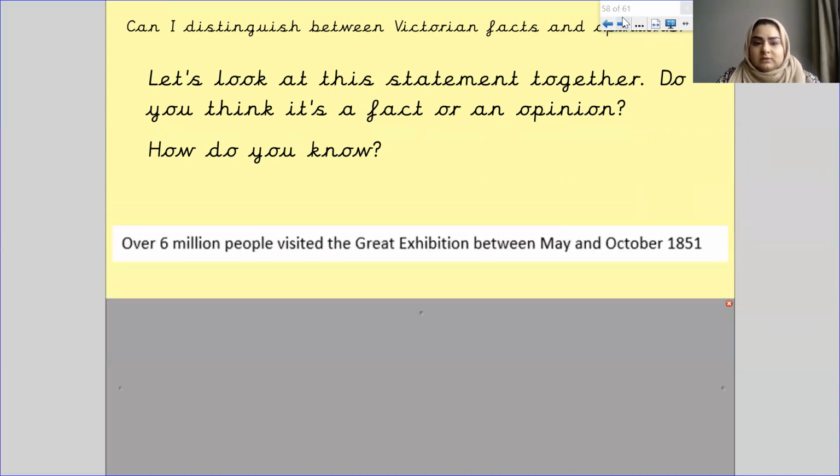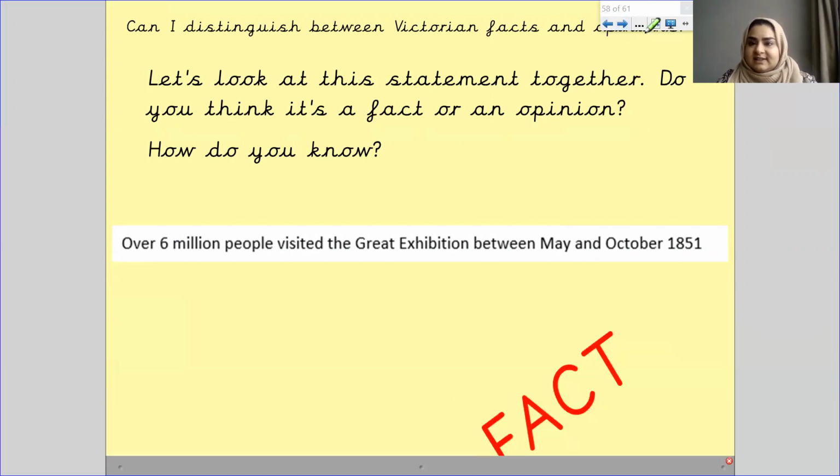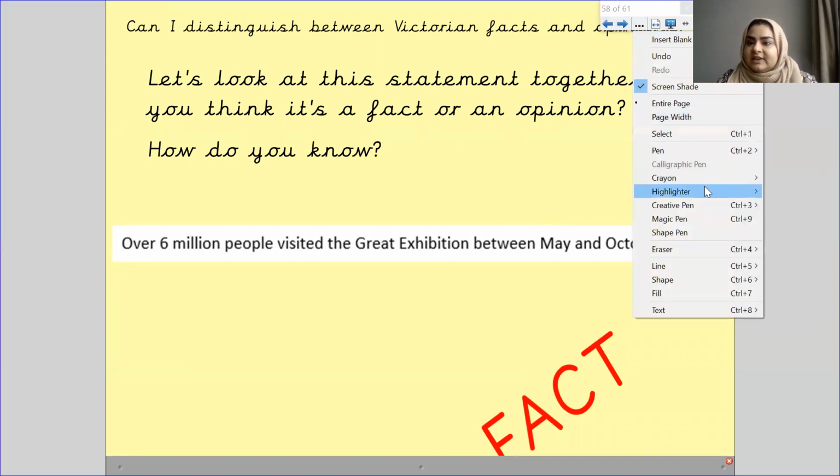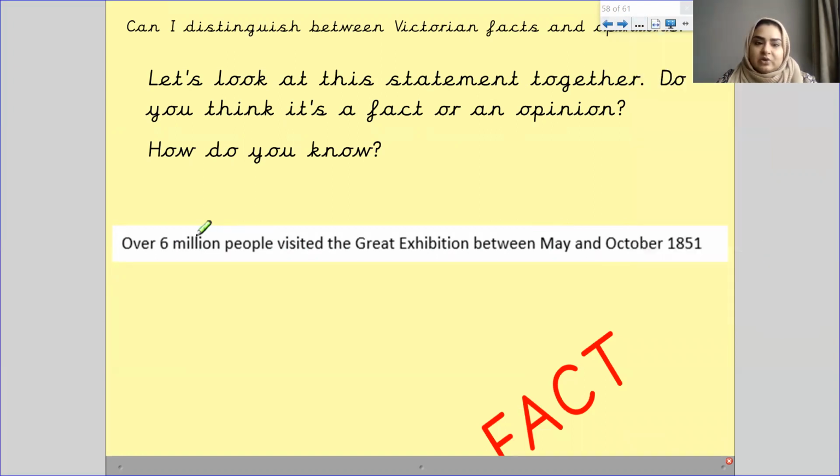Next, let's look at this sentence and decide whether it is a fact or an opinion. And how do you know? Over 6 million people visited the Great Exhibition between May and October 1851. What do you think it is? Fantastic, it's a fact. And the reason it is a fact is because you've got numbers. 6 million people, May and a date, May and October 1851.